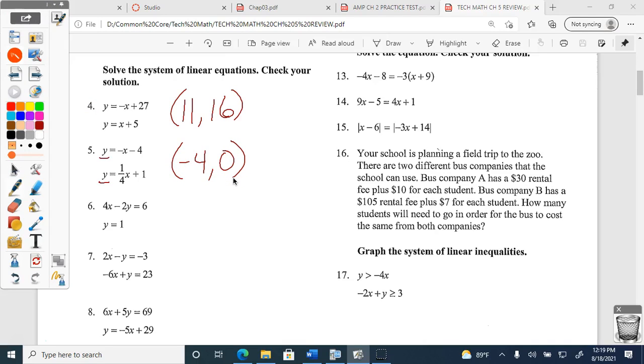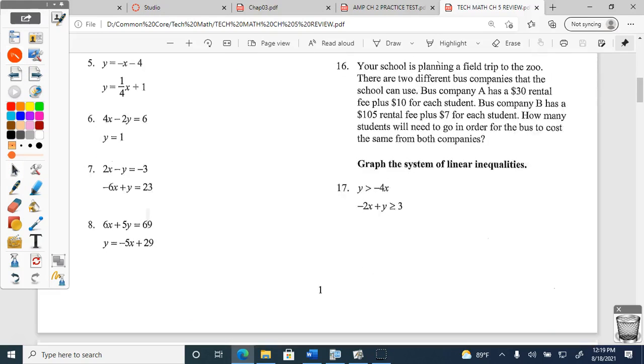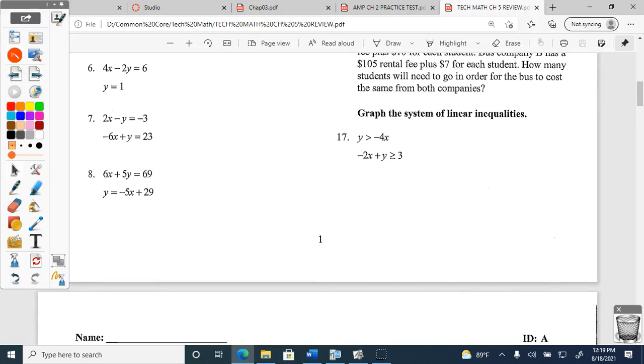Everybody good on 4 and 5? Easy peasy, knows how to do it in the calculator, right? Everybody? Awesome. Okay, I'm going to scoot it up. 6. We can't just graph this one, right? However, it's still pretty easy. What method are we going to use? Definitely substitution, okay? I already know why they gave it to me right there.